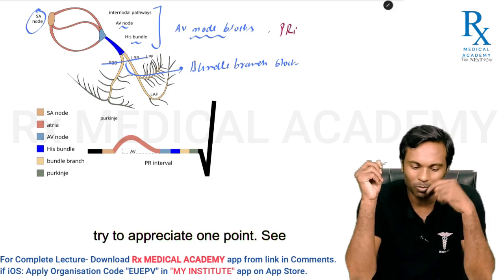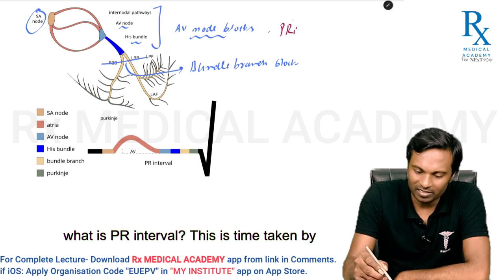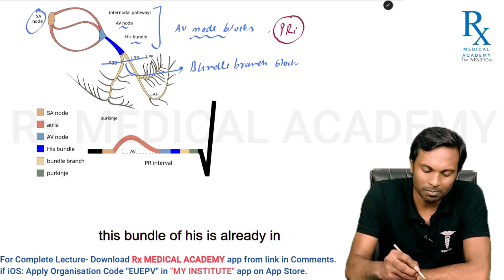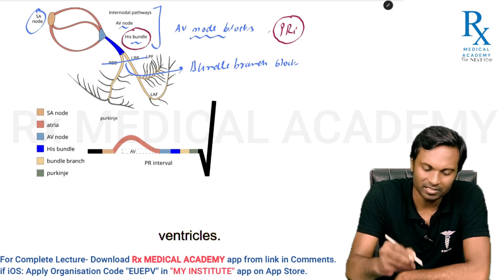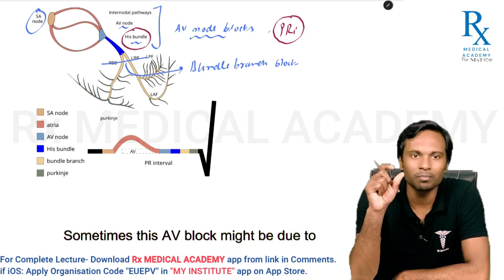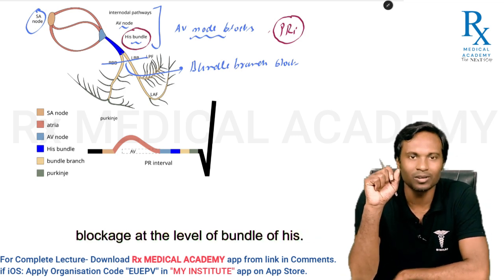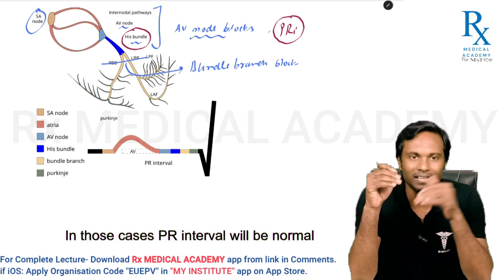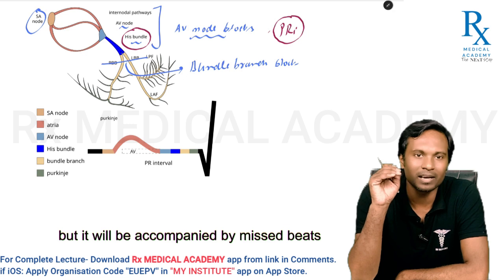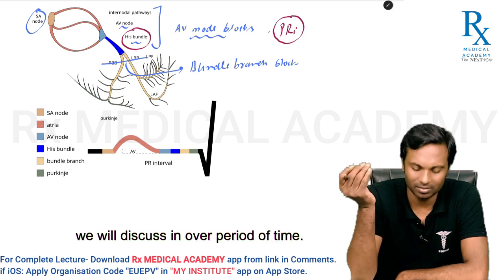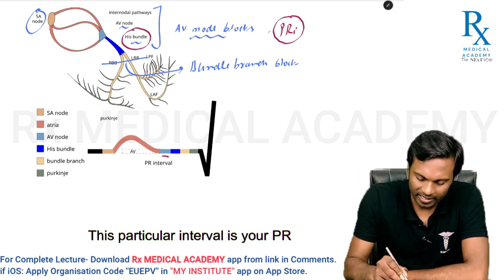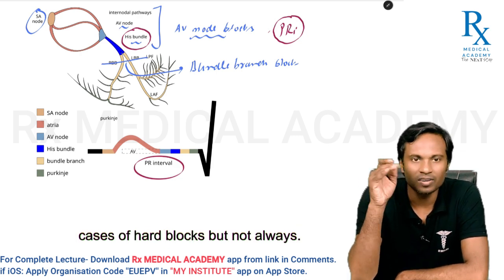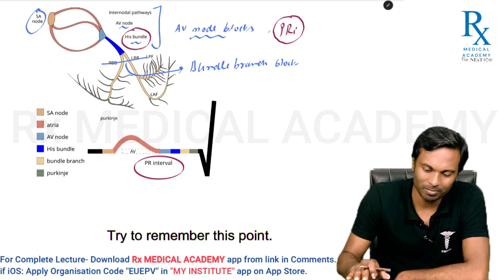Try to appreciate one point. See, what is PR interval? This is the time taken by the impulse to reach the ventricles, but this bundle of His is already in the ventricles. Sometimes this AV block might be due to blockage at the level of the bundle of His, particularly in Mobitz type 2 heart block. In those cases, PR interval will be normal, but it will be accompanied by missed beats. We will discuss it over a period of time. This particular interval is your PR interval, and it will be mostly increased in cases of heart blocks, but not always. Try to remember this point.